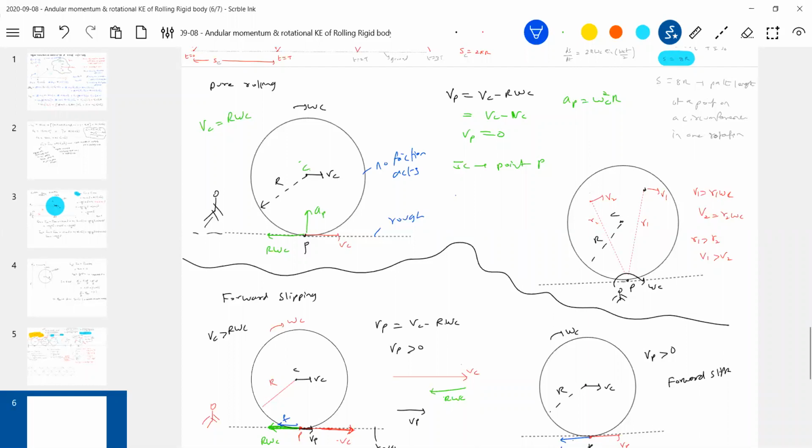Why no friction? Because what is the velocity of point P? Zero, no? And according to the friction definition, the friction will always oppose relative motion between the surfaces. What is the velocity of the ground? Zero. What is the velocity of the point of contact? Zero. So no relative motion.